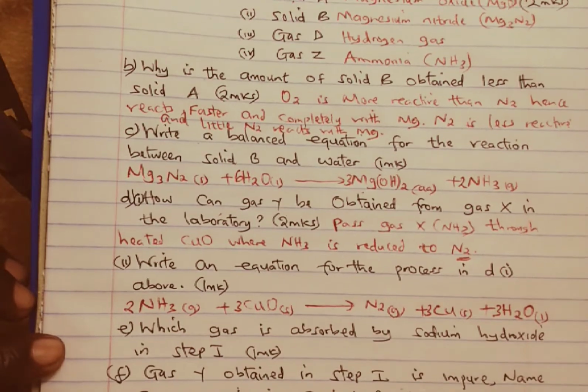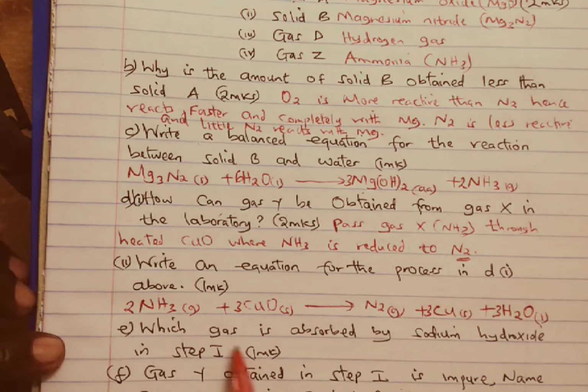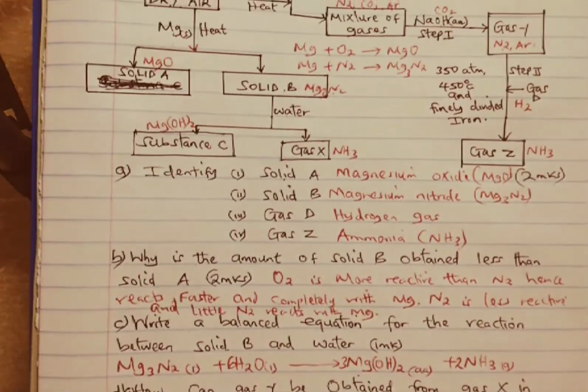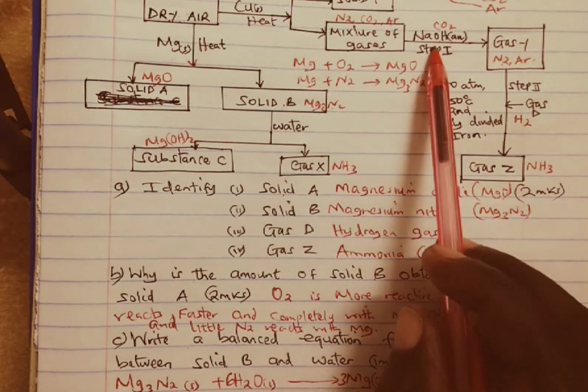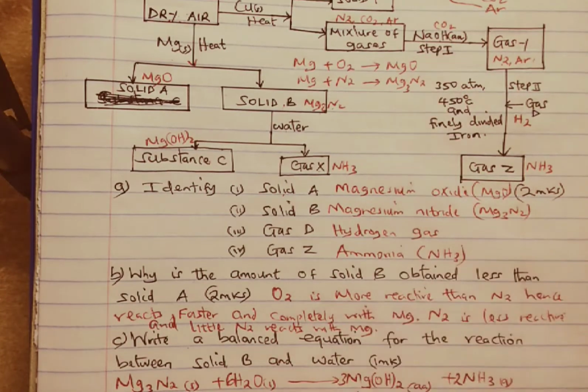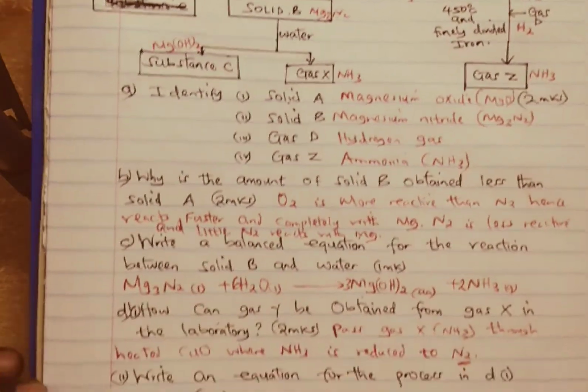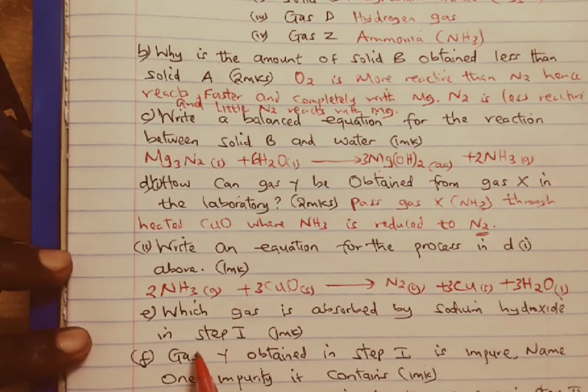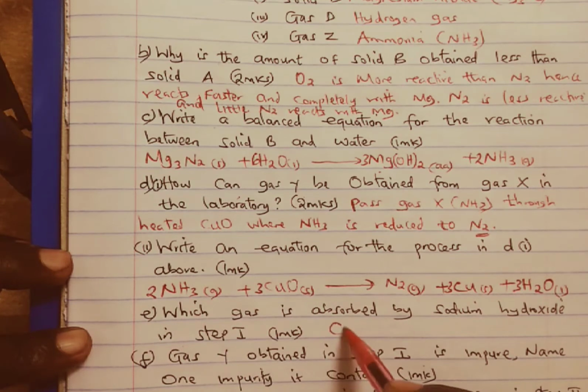Then now part E of the question, which gas is absorbed by sodium hydroxide in step 1? And we have seen in step 1, the gas that is absorbed by sodium hydroxide is carbon 4 oxide. We have part E, carbon 4 oxide.